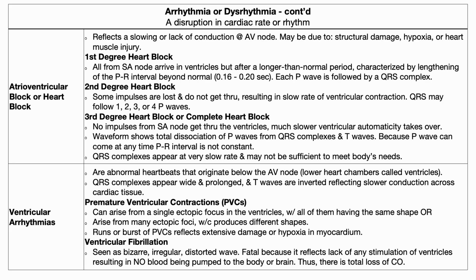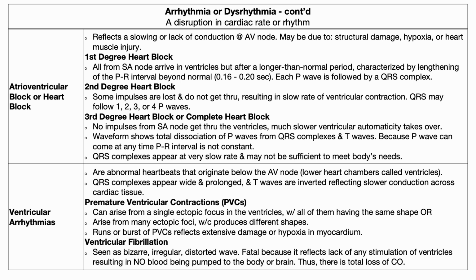Furthermore, for our arrhythmias, we have atrioventricular block or heart block. So this reflects a slowing or lack of conduction at the AV node, which may be due to structural damage, hypoxia, or heart muscle injury. And our heart block could be first, second, or third degree. So in first degree heart block, all impulses from the SA node arrive in the ventricles but after a longer than normal period, characterized by lengthening of the PR interval beyond normal, and each P wave is followed by a QRS complex.